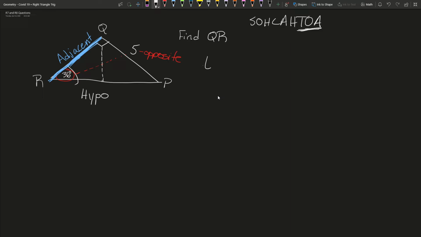So if we set up our equation, tangent is opposite over adjacent. So then we can just fill in what we know. So tangent of 36 is equal to opposite, which is 5, over adjacent, which is unknown.